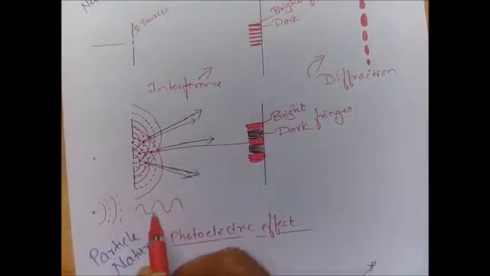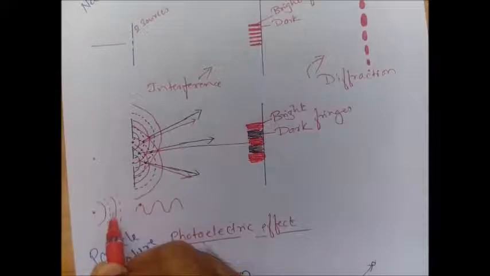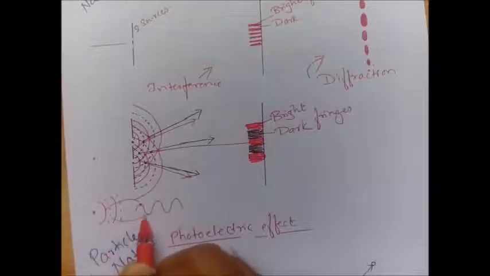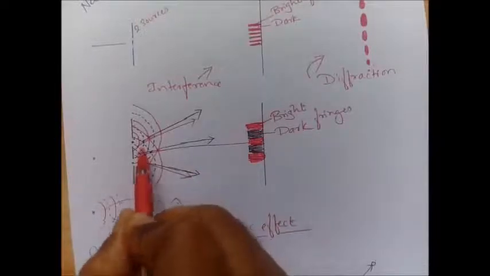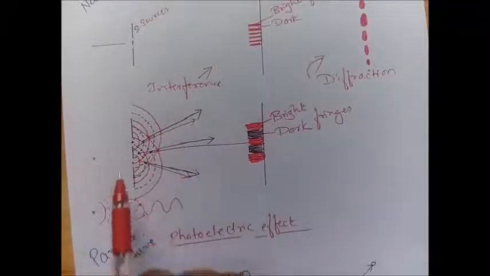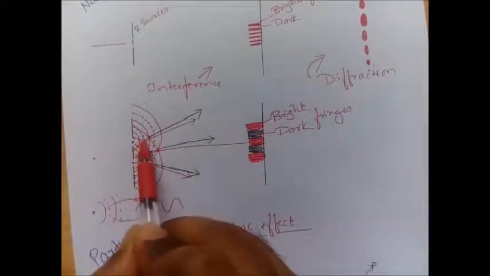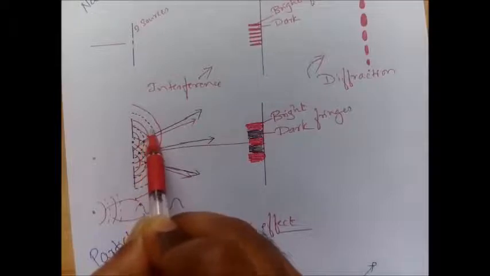Like this it is moving. That means this is indicated with this solid line, and this trough is indicated with the dotted line. So we can draw this in two-dimensional paper like this. This is a crest, this dotted line is a trough, this is a crest, this is a trough.